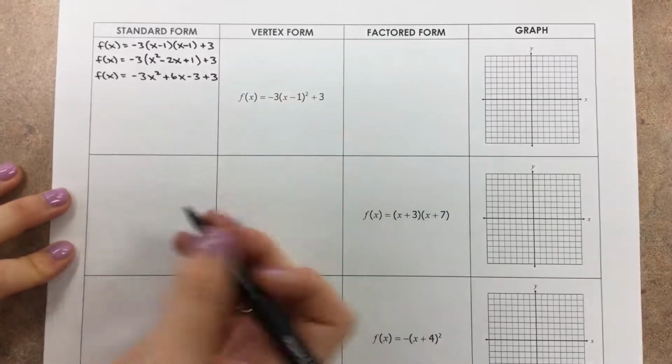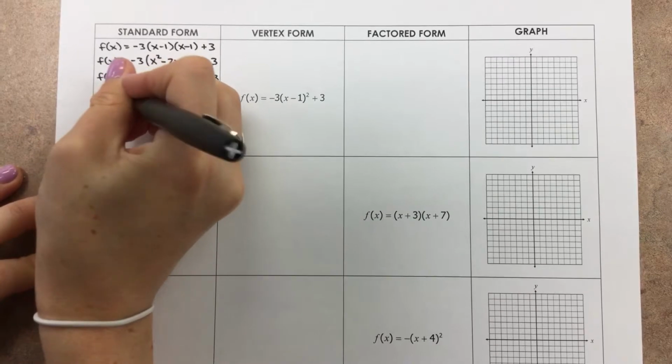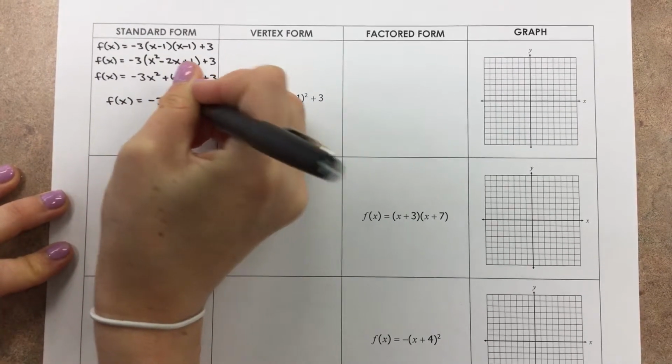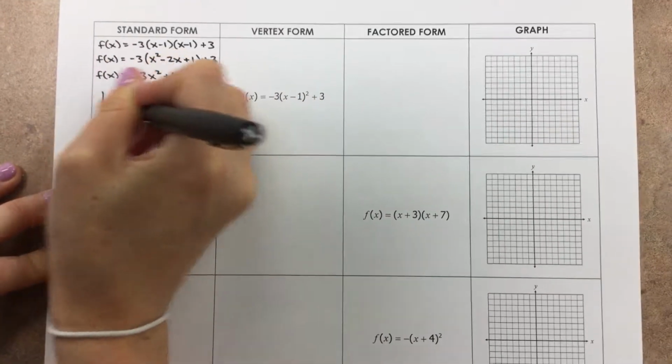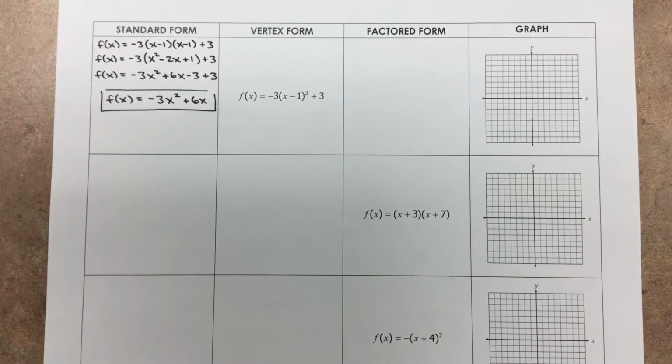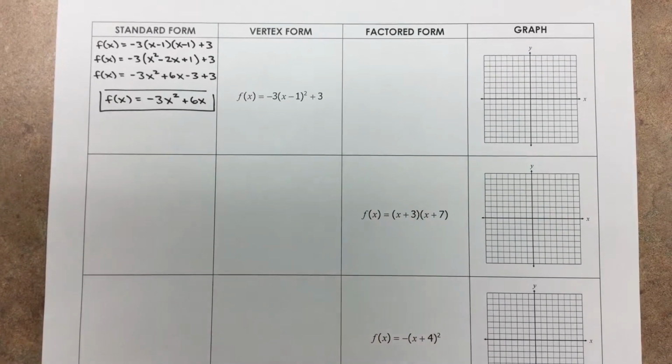I just have this plus 3 minus 3 to add together. And when I do that, they actually cancel. So I have negative 3x squared plus 6x, and that's it. That is our standard form of this equation. So I take that and I can factor that over here.